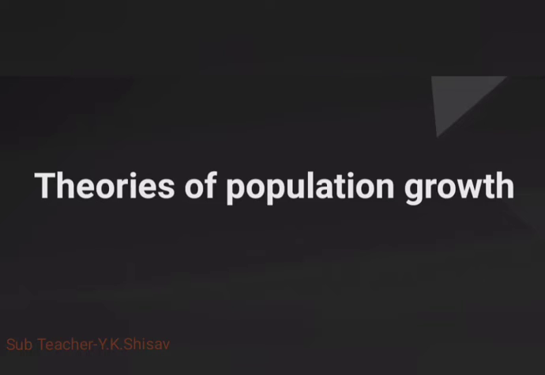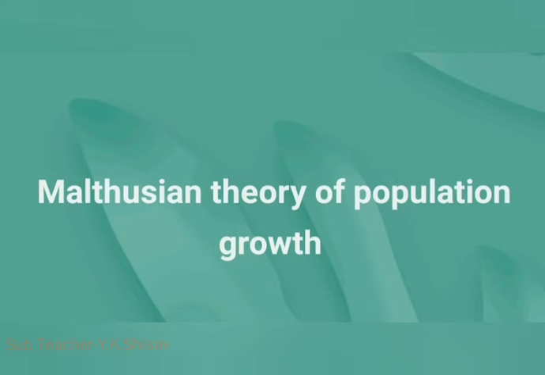So, students, we can see some theories. First theory, Malthusian theory of population growth. Thomas Robert Malthus propounded this theory in his book An Essay on the Principle of Population in 1798 and modified some of its conclusions in the next edition in 1803.